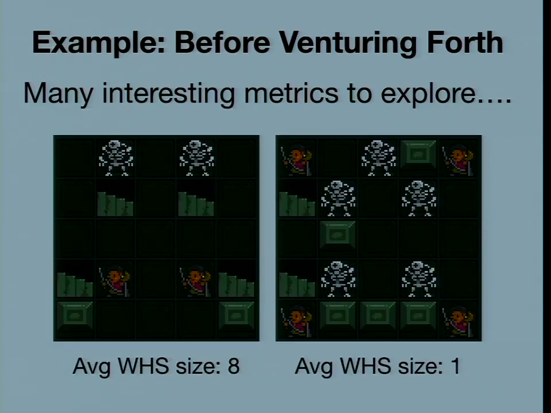Similarly, the average size of a hyperstate on the winning path in the left one, it has 8 game states in. So this is very chunky, there's lots of breathing room, there's lots of times to think about what you're going to do next. Again, the one on the right, the average size is 1. It did not compress very much.